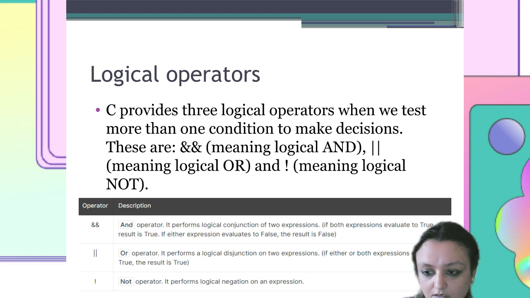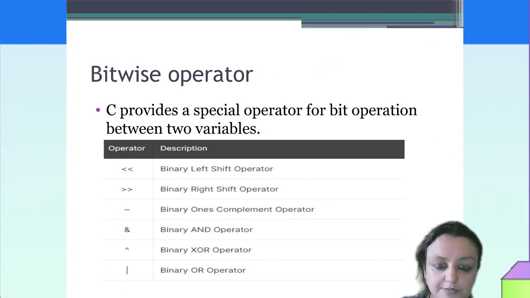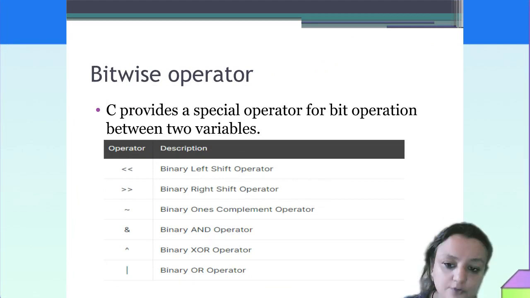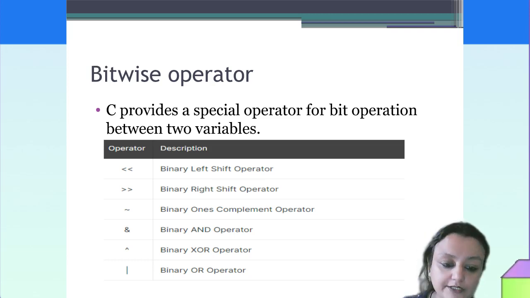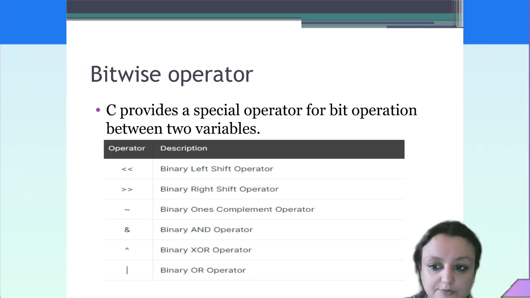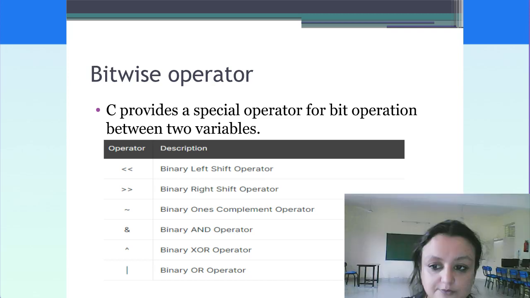Coming to the next part of operator, that is bitwise operators. Now what do bitwise operators mean? Bitwise left shift operator, bitwise right shift operator, bitwise ones complement operator, binary AND operator, binary XOR operator, binary OR operator. These are all types of bitwise operators. Bitwise means it will shift to the left side or right side. One's complement is the opposite, it will convert 1 to 0.